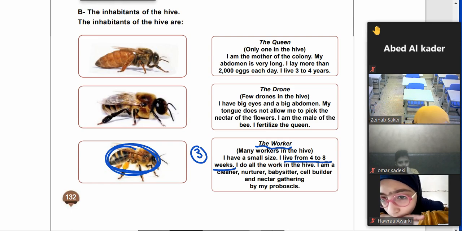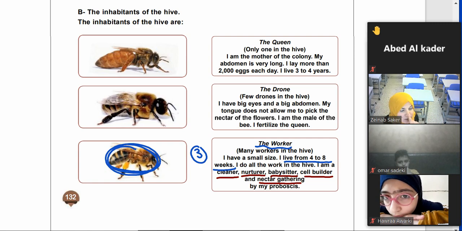They do all the work. For example, they are cleaners. They clean the colony, and they are nurturers, babysitters, cell builders, and nectar gatherers. So they do all the work in the colony. They take care of the young bees and the eggs, they store the food, and they clean the hive. With their proboscis, as we said before, the trunk that the bee has to collect the nectar is called the proboscis.